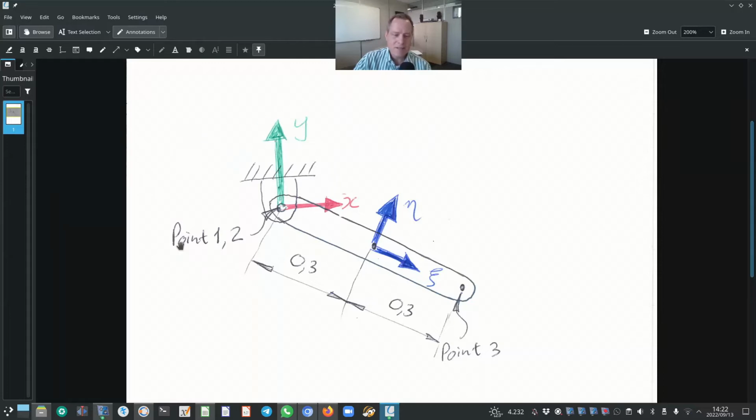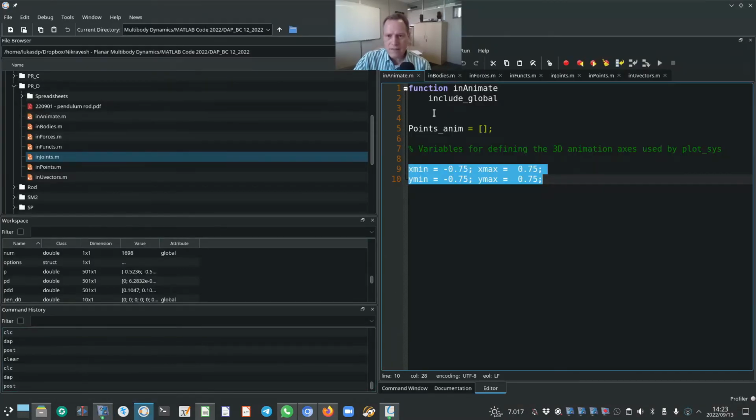The reason for that is, if I can show you this PDF, we are expecting this driven pendulum rod to rotate in a counterclockwise direction. So the length of the pendulum rod is 0.6 meters, as shown here in this hand-drawn schematic. So if we animate in Matlab with an animation window with extremities of plus 0.75 and minus 0.75, that should work very well. Okay, so that explains our first input file.